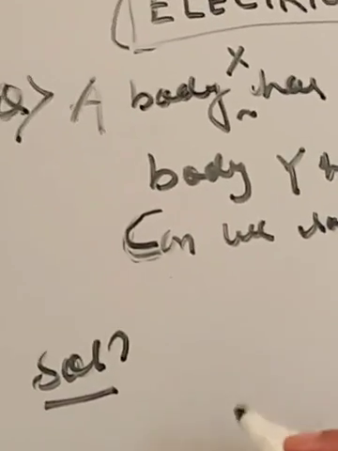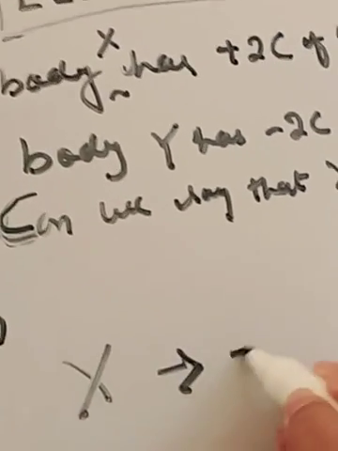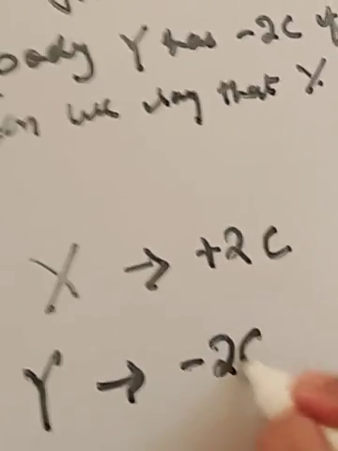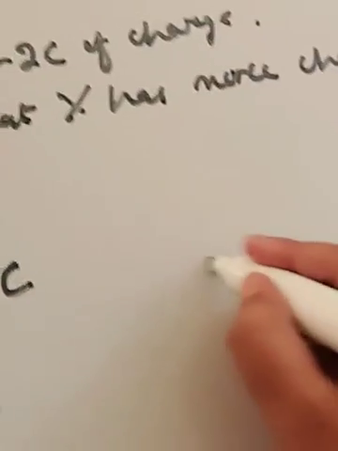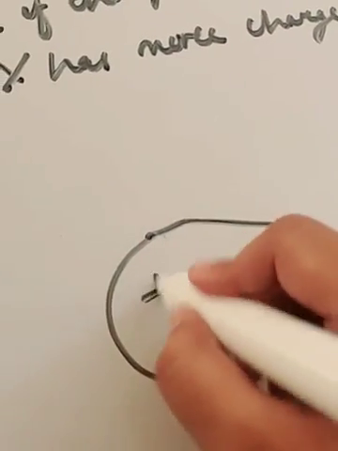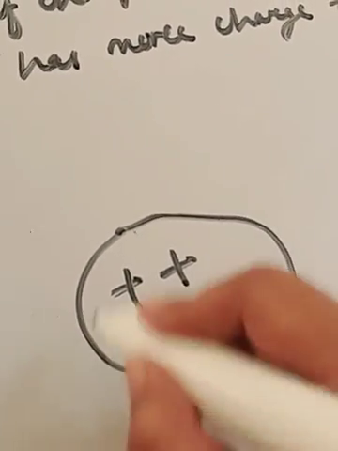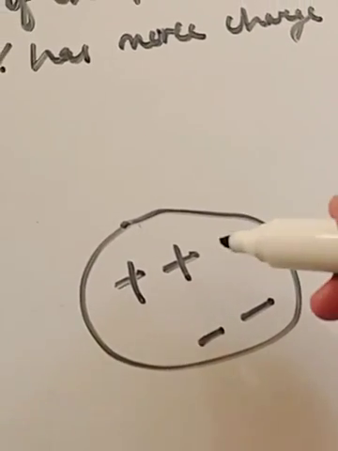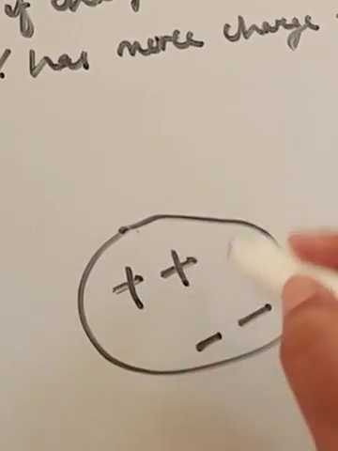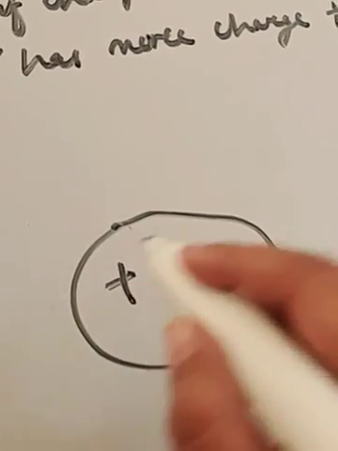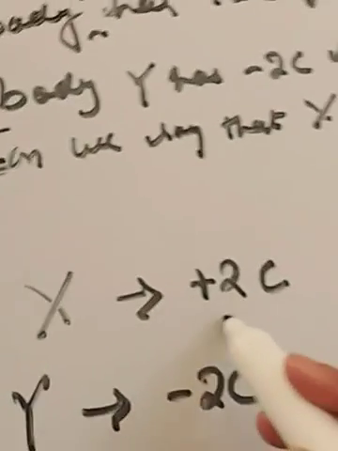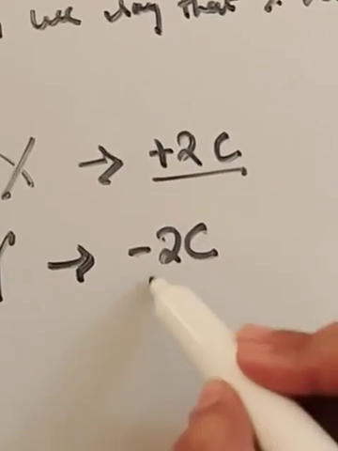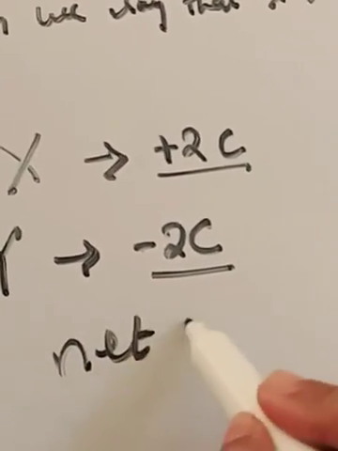Now the solution: X has plus 2 coulomb charge, Y has minus 2 coulomb of charge. Just now I told you, if a body has both the charges equally distributed, then what is it? A neutrally charged body. It acquires both positive and negative charge, so the net charge is 0. So here also plus 2 and minus 2 will cancel each other. Right? So net charge is 0.